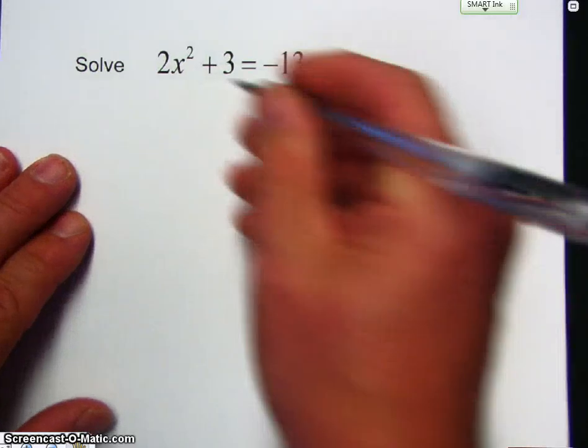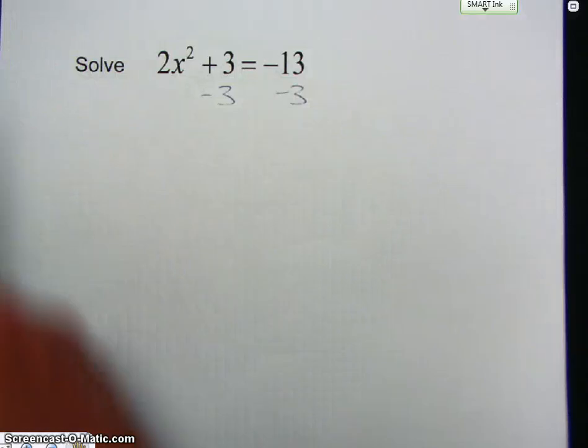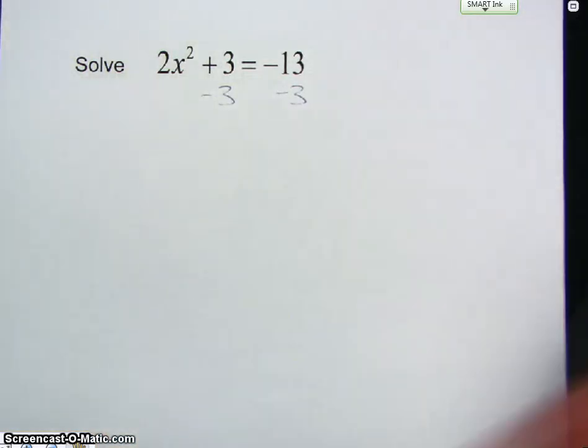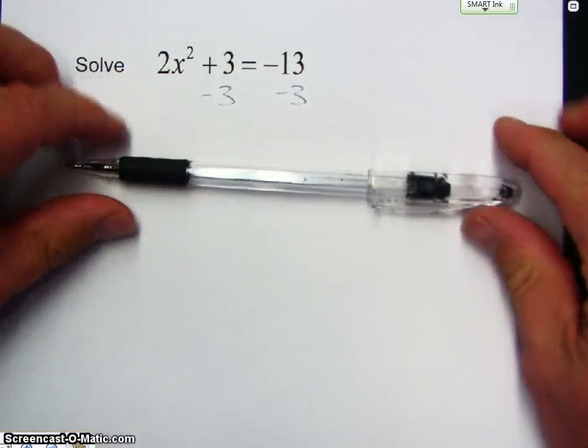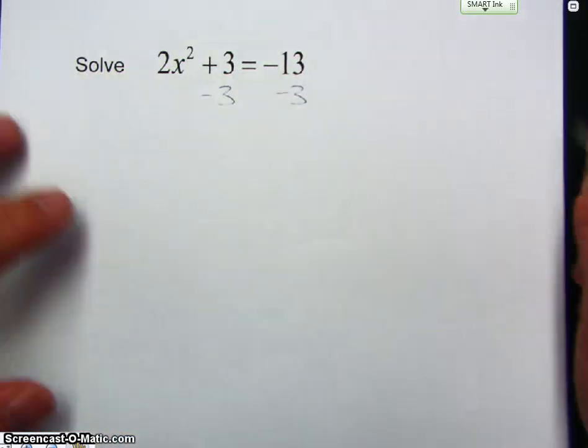All right, so here, let's go ahead and subtract 3 from both sides. And my pen is dying. So let's have a moment of silence for the death of my black pen. All right, thank you. Let's continue.